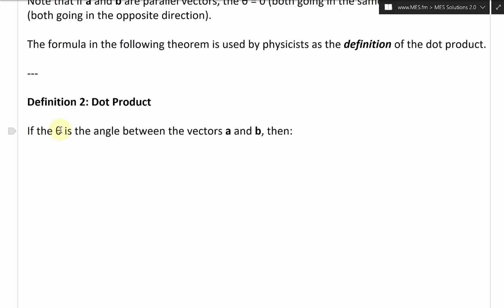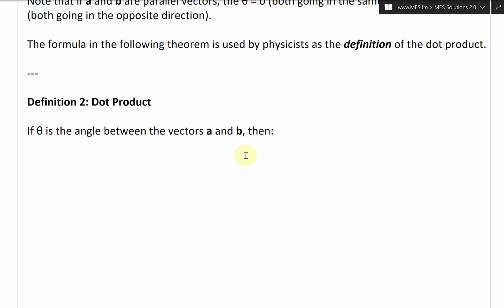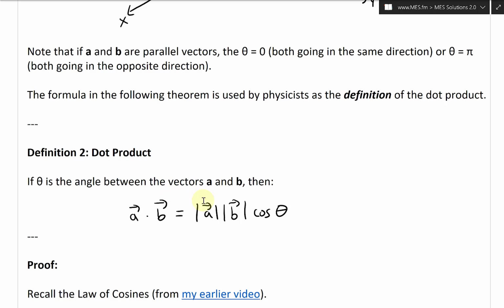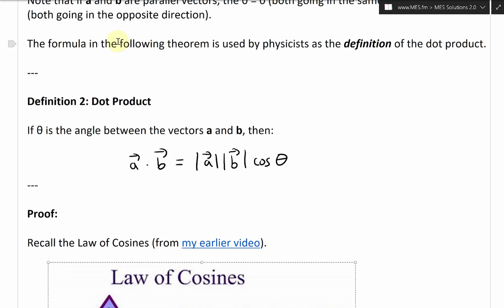If theta is the angle between the vectors A and B, then the dot product is defined as A dot B equals the length of A times the length of B times cosine theta. All right, so that's the definition there, but we'll show that this is actually equal to the dot product as we defined earlier.